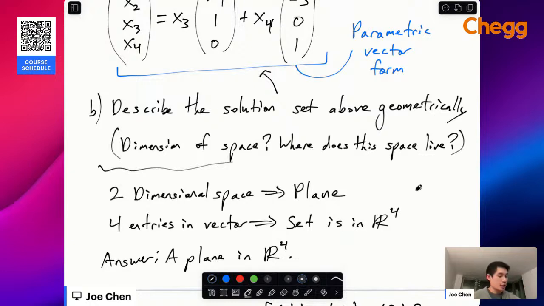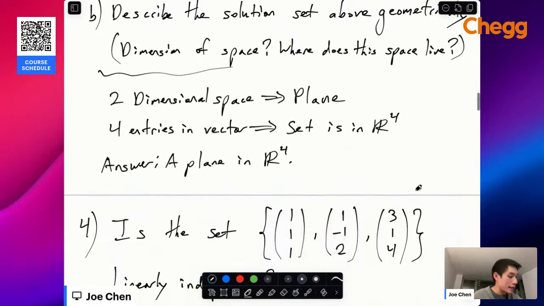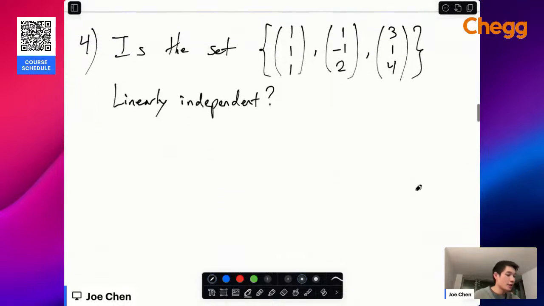Maybe that's good enough for this question. Okay, I have another question here on linear independence. If you're already here, you can stare at the question and take some time, do some computations and see if you can do it.